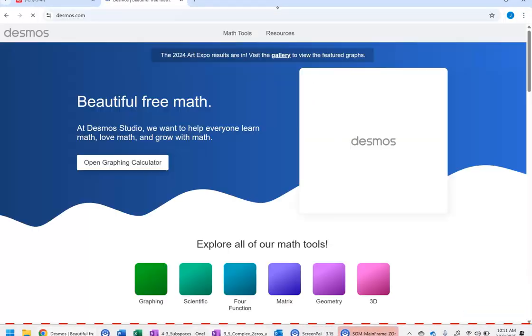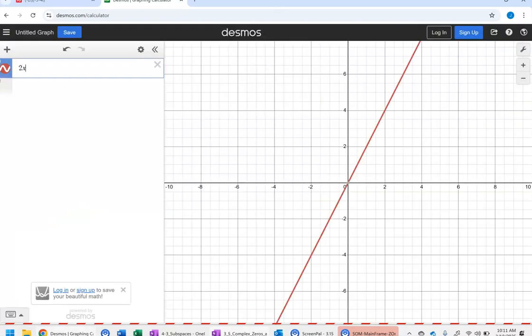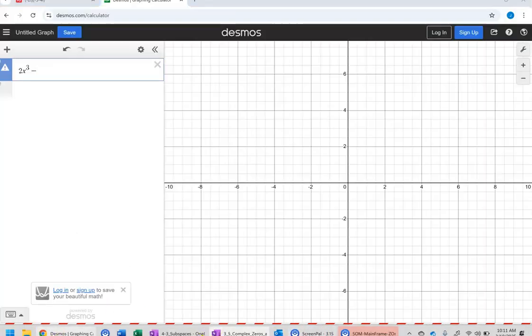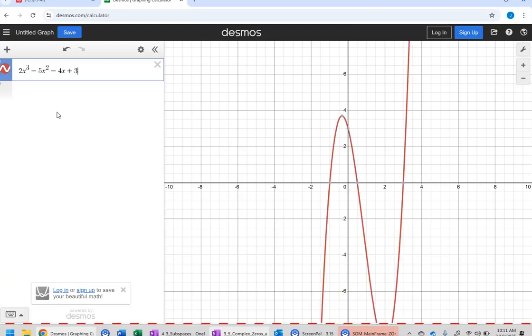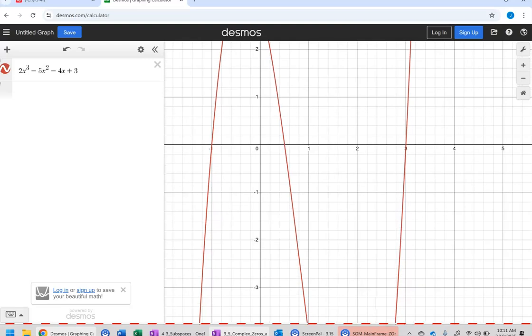I'll go over to Desmos. We had, graphing calculator, 2x cubed minus 5x squared minus 4x plus 3. And then it's asking for a rational root. Which one might you try? The 3? All right, the 3. Okay. All right, so go back over here.